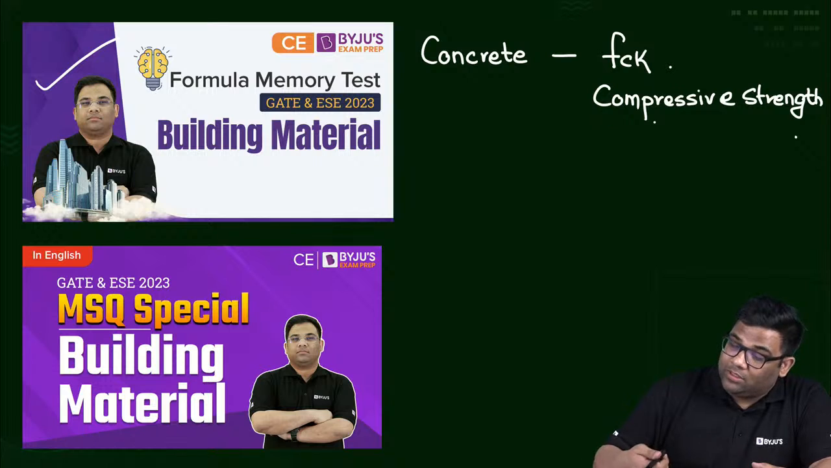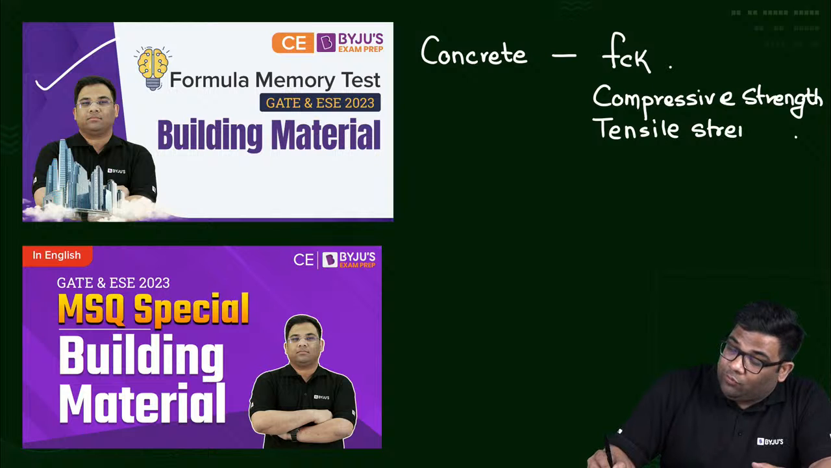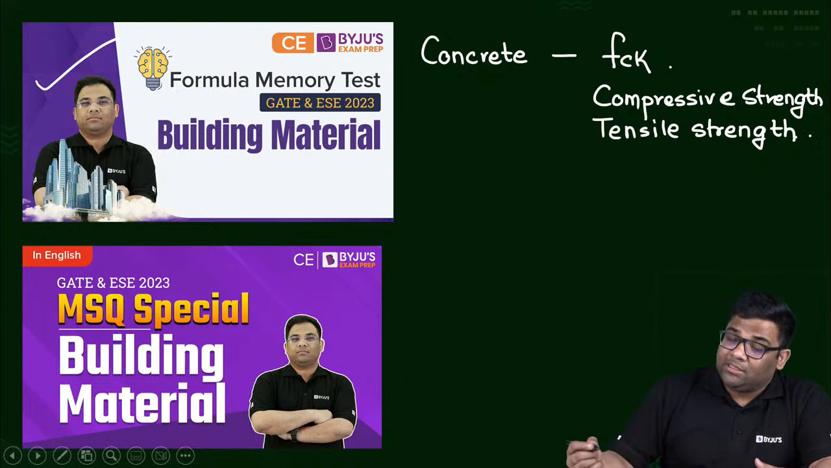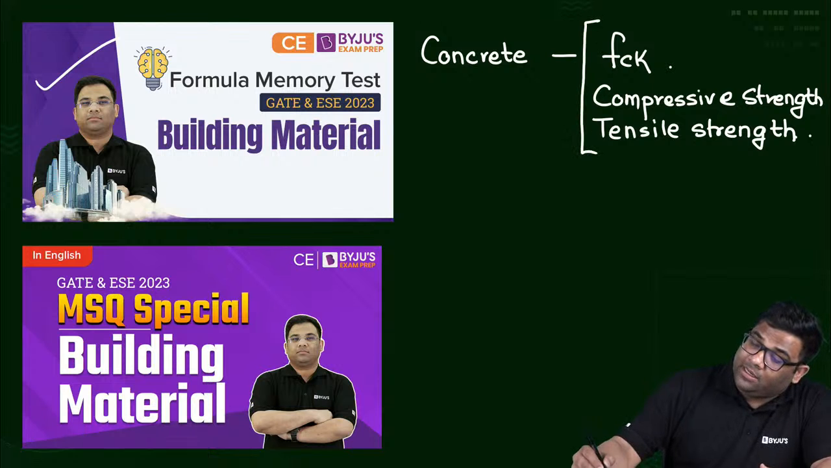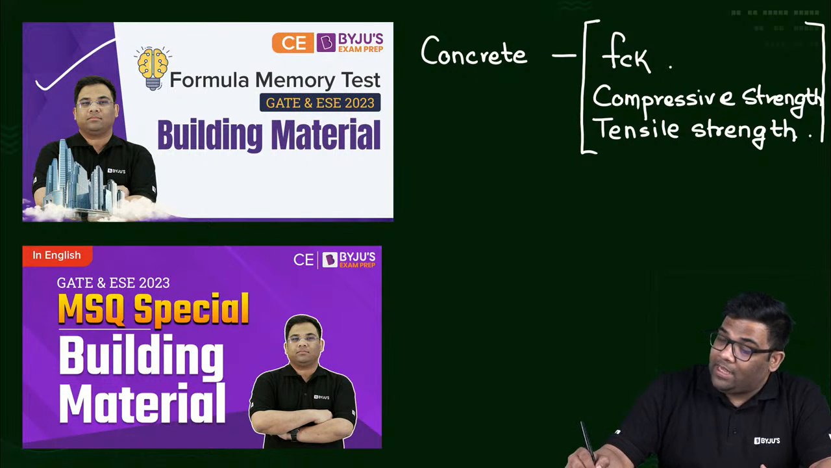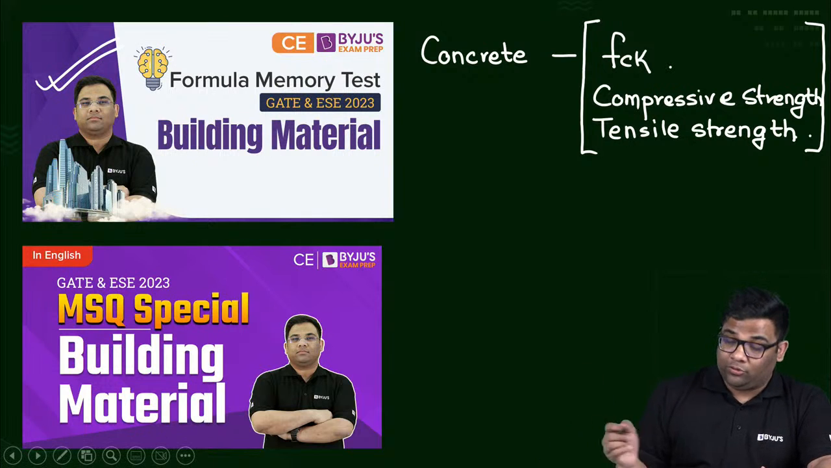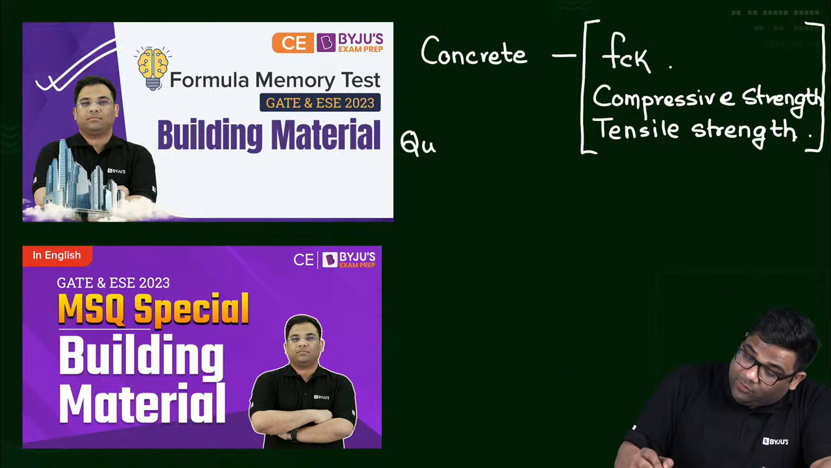Also for steel, we have tensile strength. So for concrete we have both compressive strength and tensile strength. For steel, the most important is tensile strength. I have covered that in a very nice short time in your formula memory test, where we have solved questions also. Not only will you get the formulas, you will of course get numericals also. I have solved numericals in this.